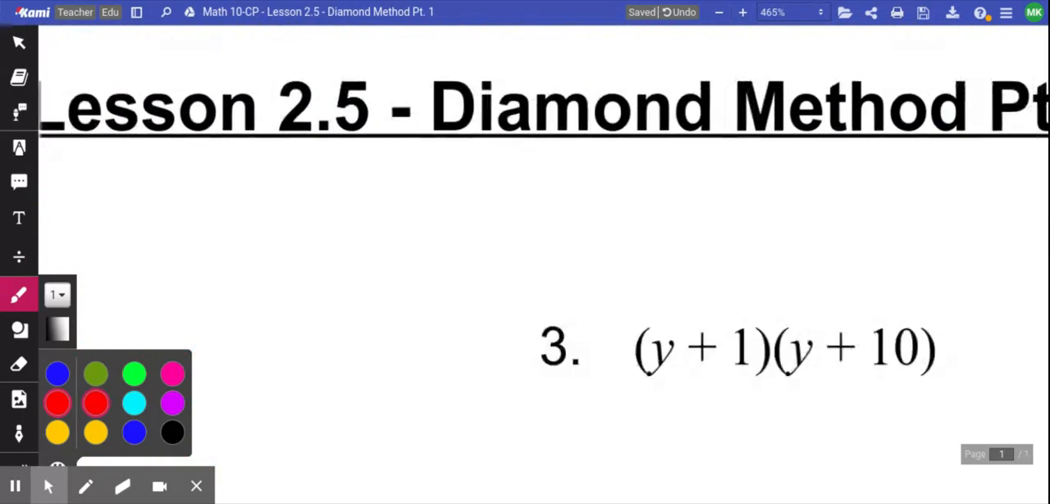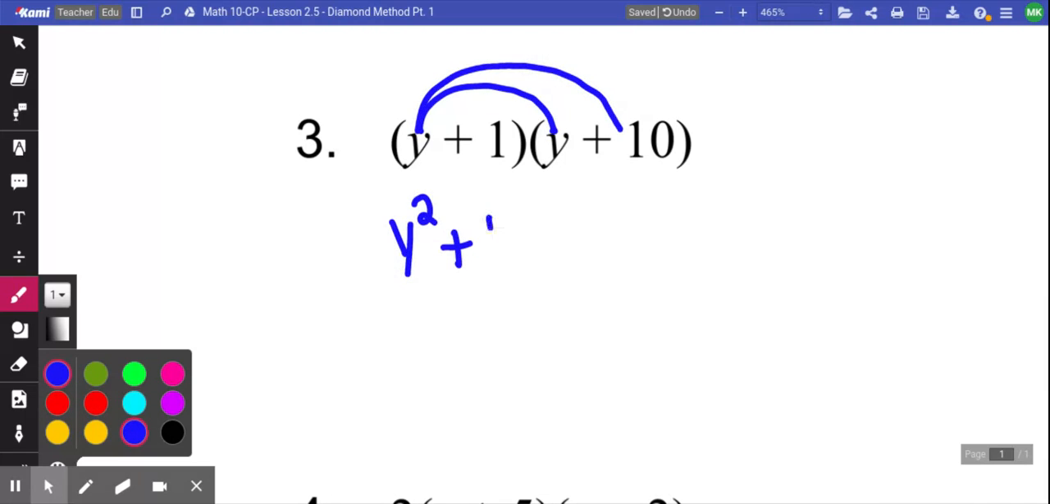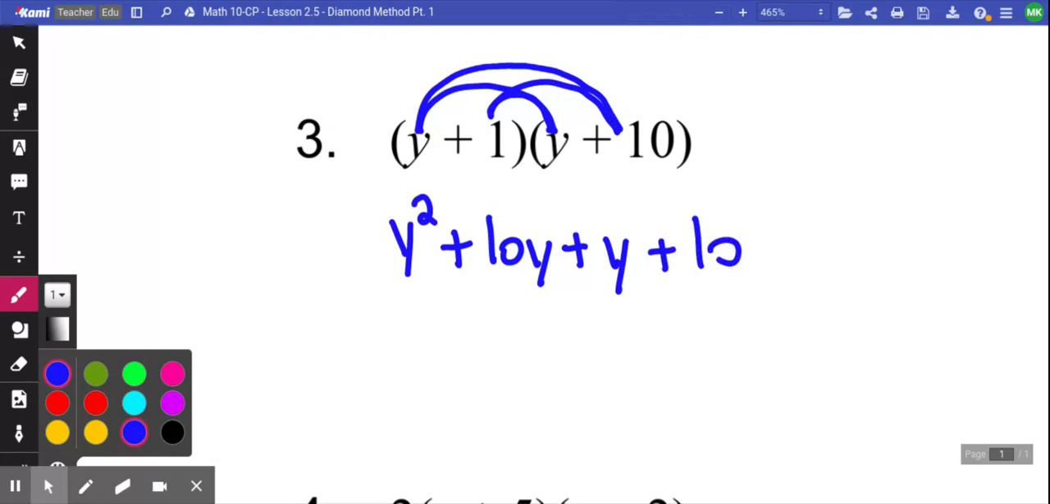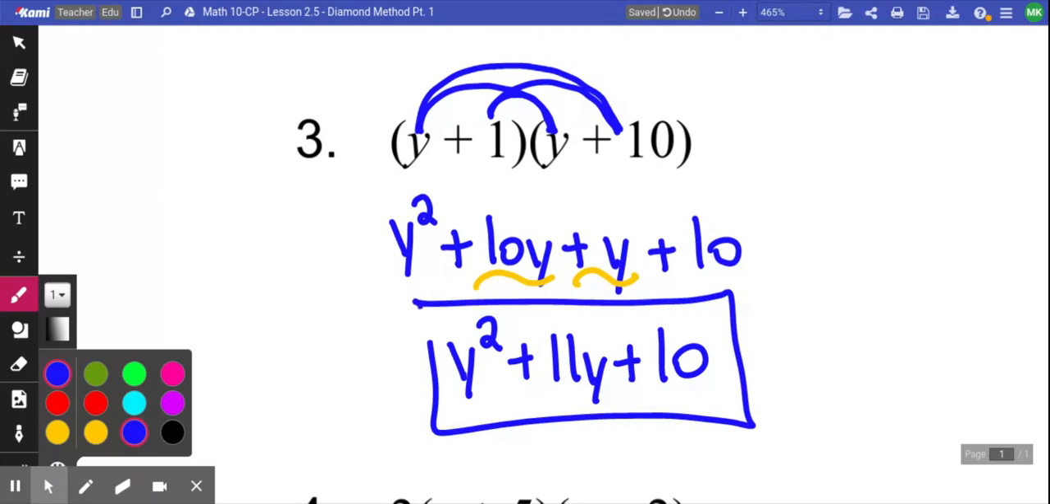Pop up here number 3. We have y plus 1 times y plus 10. We multiply y times y to get y squared. We multiply y times 10 to become plus 10y. 1 times y to become plus 1y. And 1 times 10 to become plus 10. We collect our like terms in the middle. 10y plus 1y is 11y. And again, a trinomial came from two binomials multiplied together.